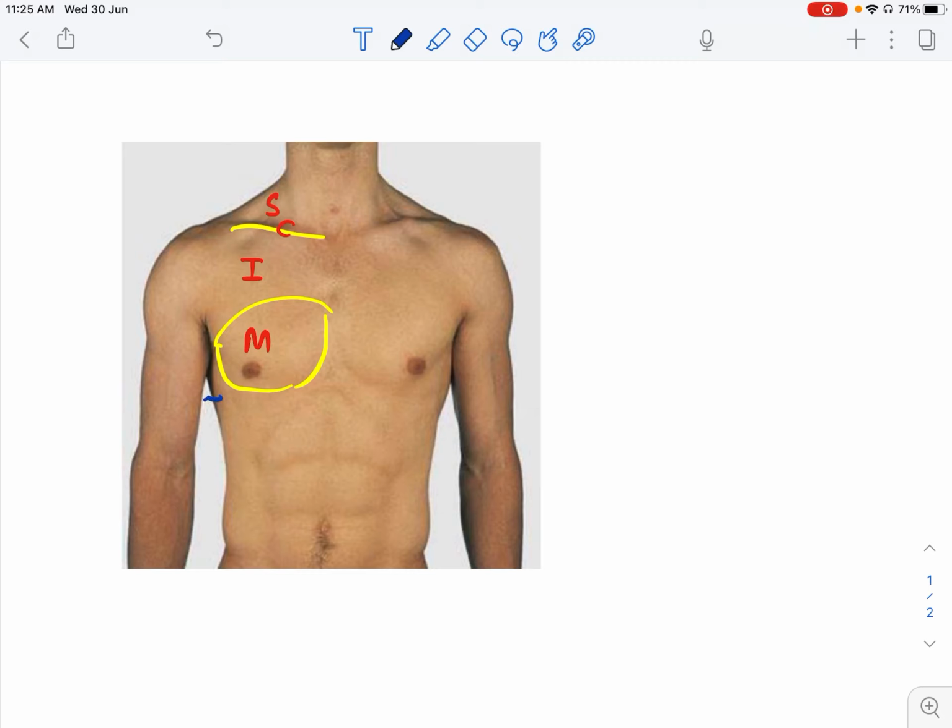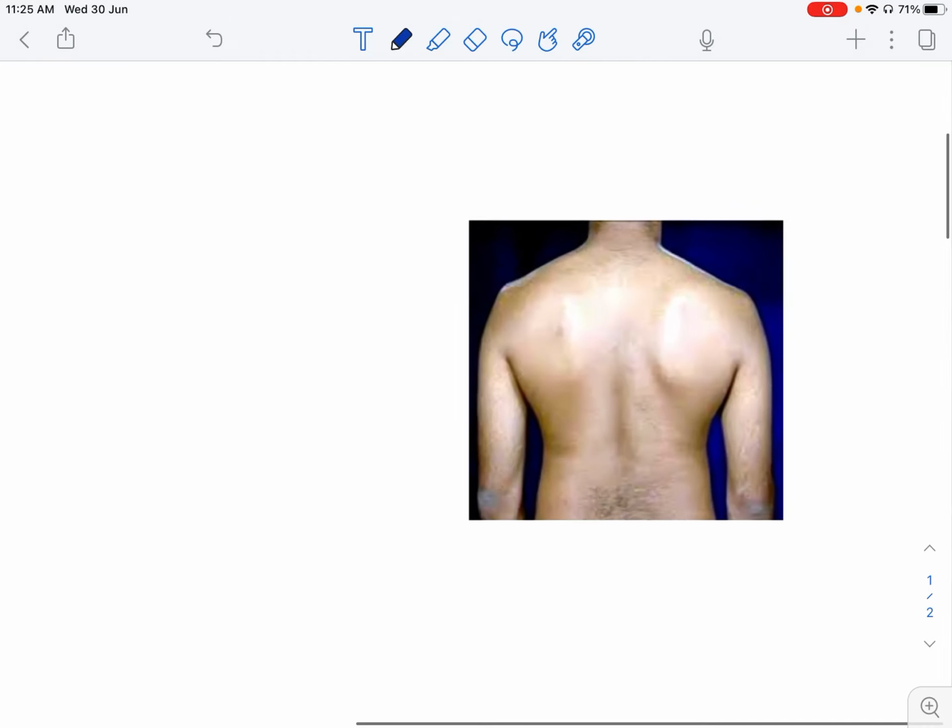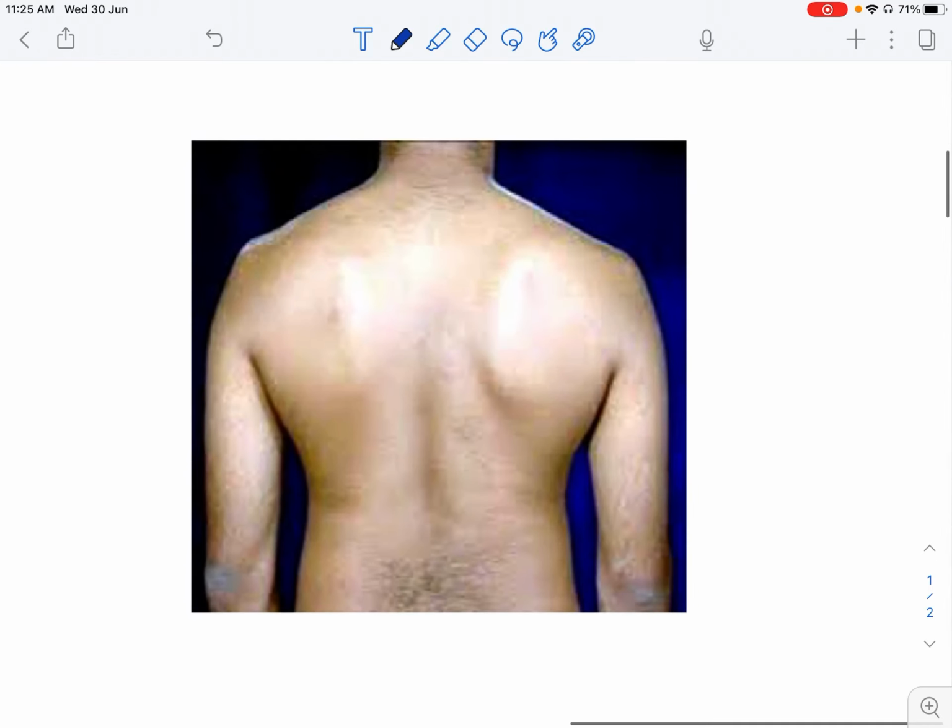When it comes to the lateral part, simple. Lateral part has an axillary area and an infraaxillary area. So it is quite simple. Anteriorly, we have supraclavicular, clavicular, infraclavicular, mammary, and laterally we have axillary and infraaxillary. Now, when it comes to the posterior part of thorax, things get a little complicated.